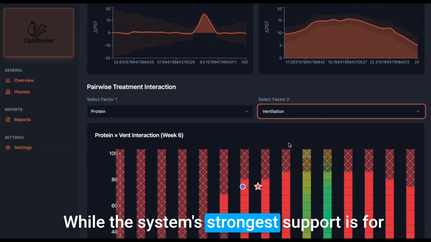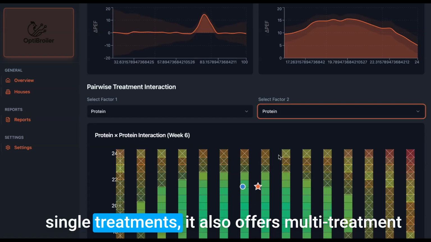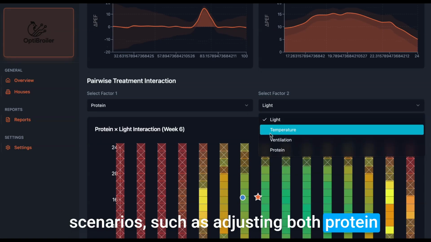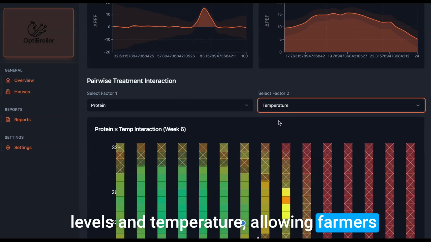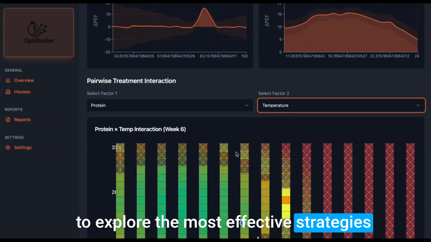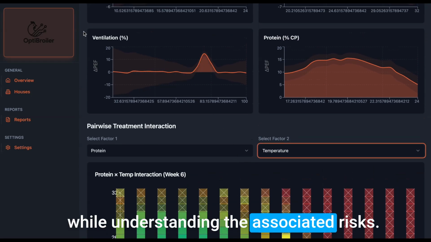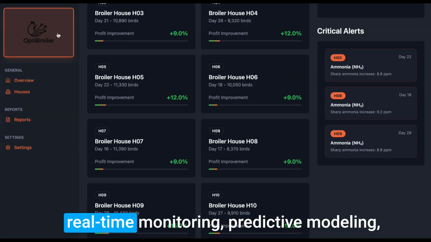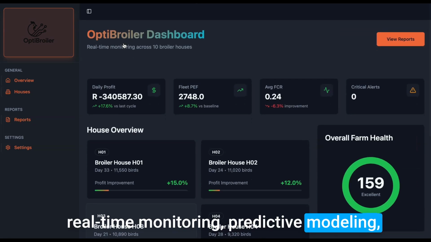While the system's strongest support is for single treatments, it also offers multi-treatment scenarios, such as adjusting both protein levels and temperature, allowing farmers to explore the most effective strategies while understanding the associated risks. In conclusion, OptiBroiler combines real-time monitoring, predictive modeling, and AI-driven advisory tools to deliver a powerful solution for poultry farming.